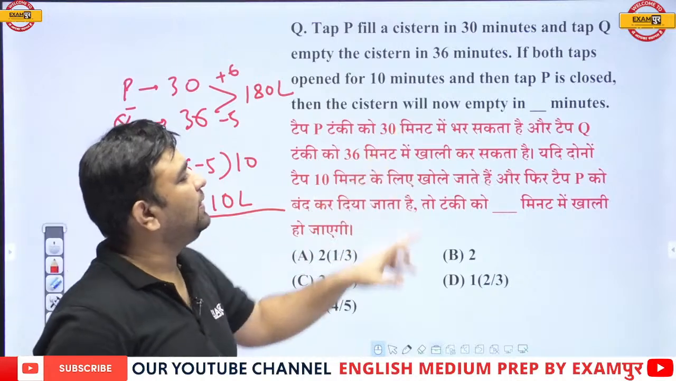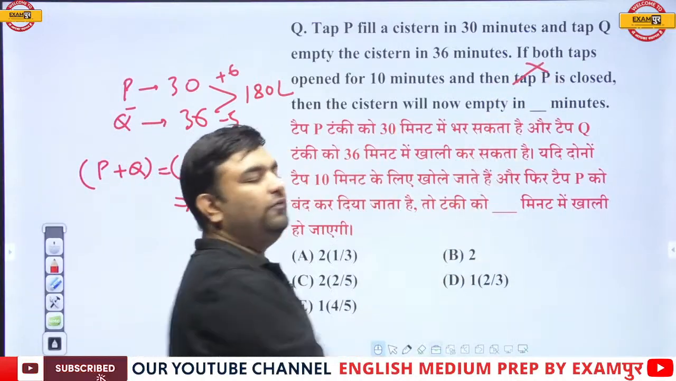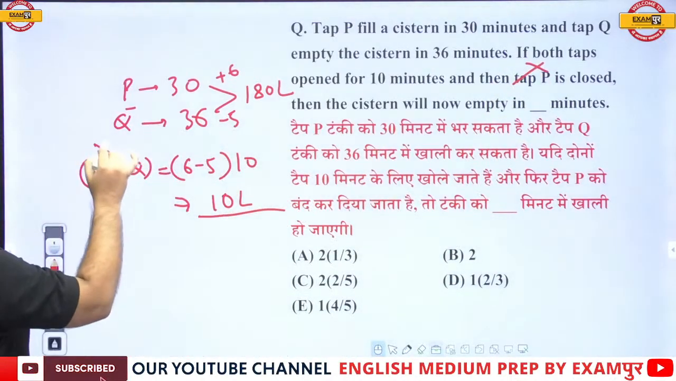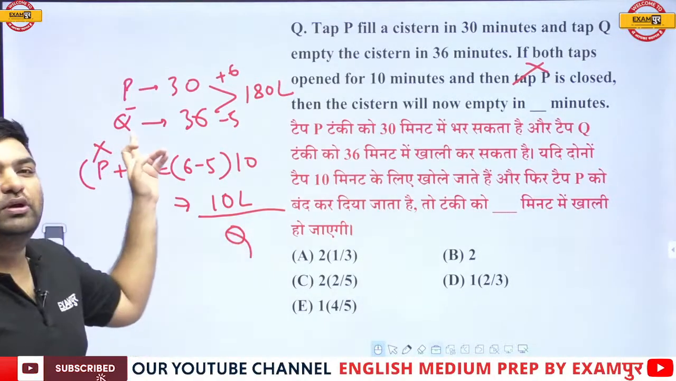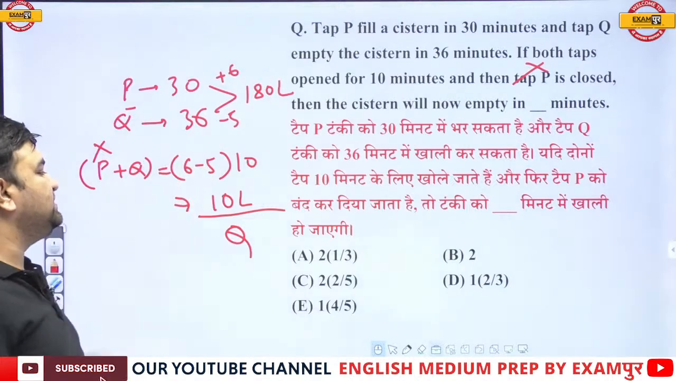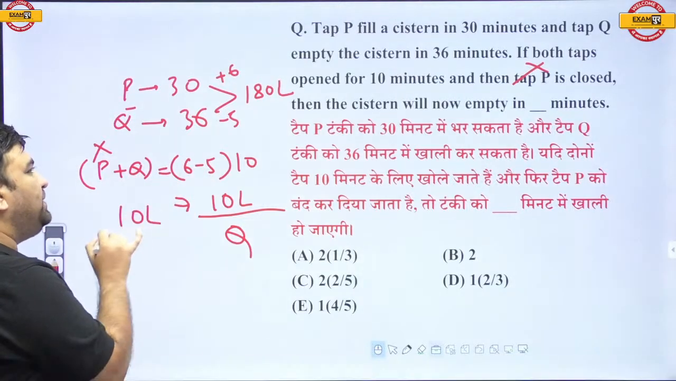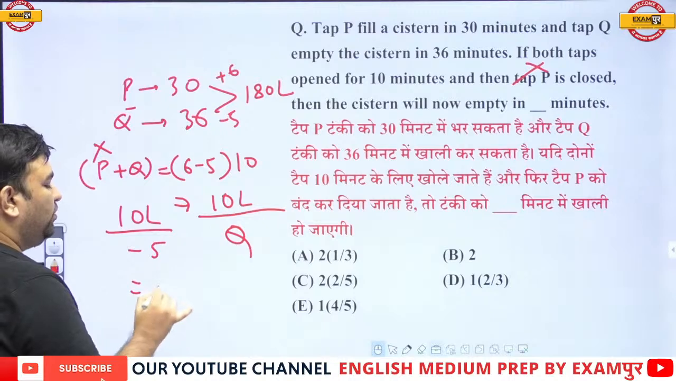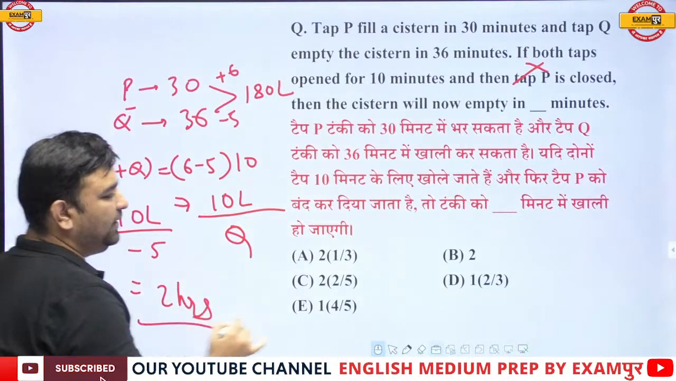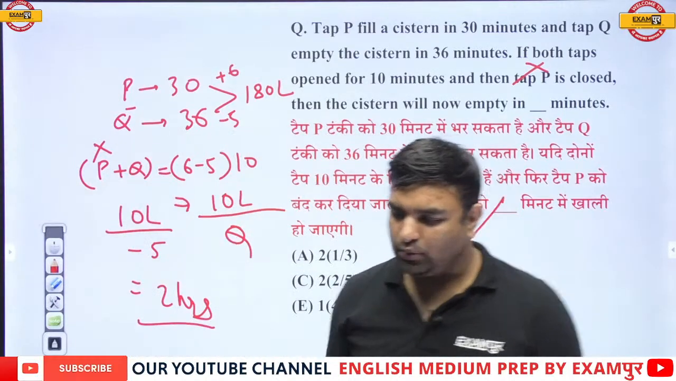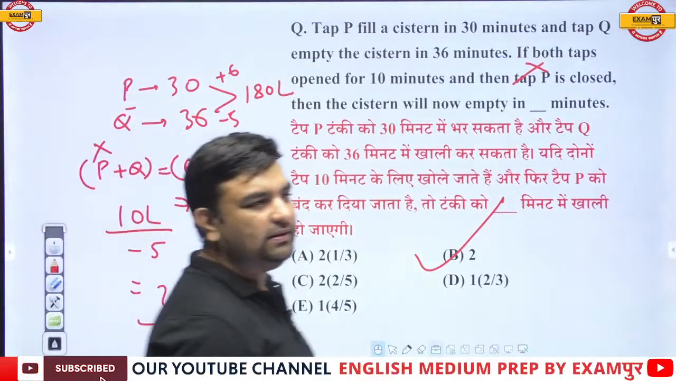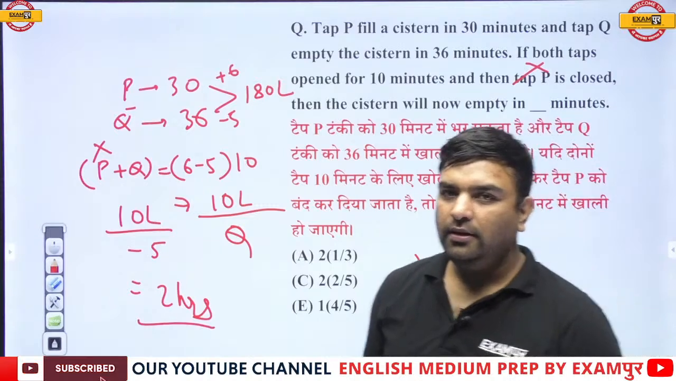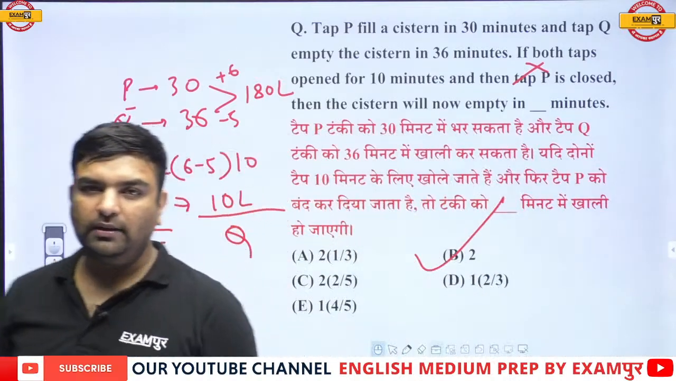Now you will close P. If P gets closed, only Q would be open, and Q is an emptying pipe. So it will empty with an efficiency of minus 5. Whatever the unit is, 2 minutes, because if the question was in minutes, then the answer would also be in minutes. So only 2 minutes are going to be taken to empty it.